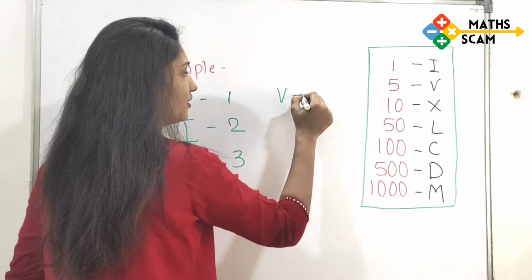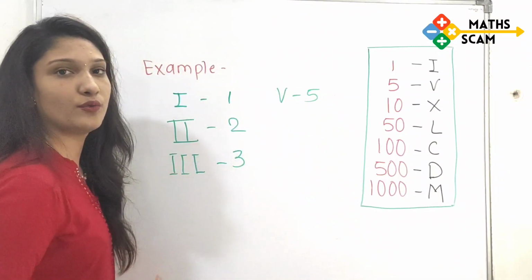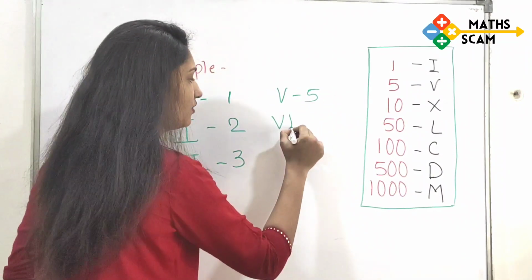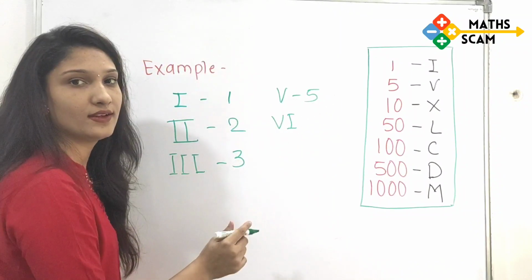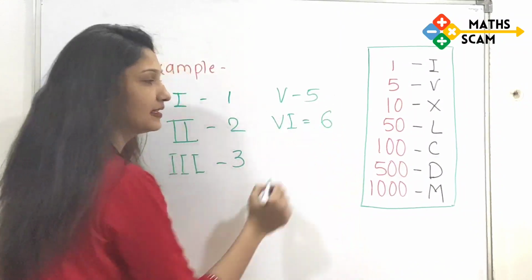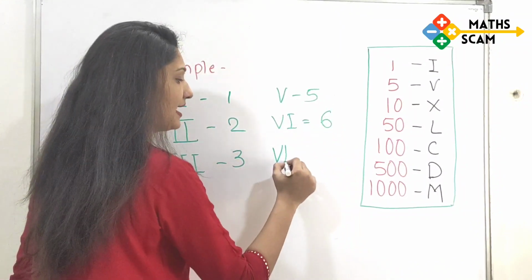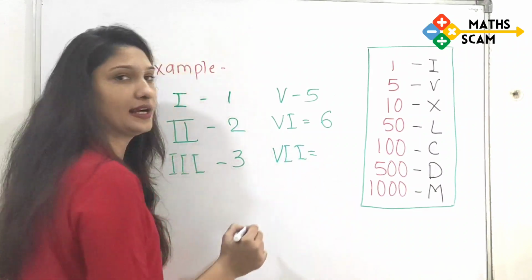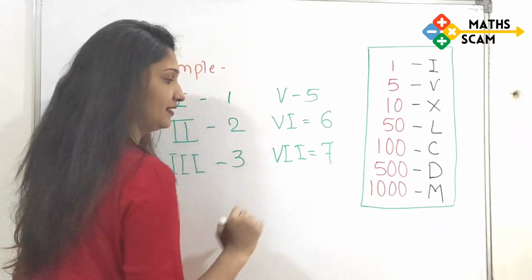Likewise, 5 is written as V. If we add 1 I to this 5, then it will become 6. If we add 1 more I, then it will become 7.